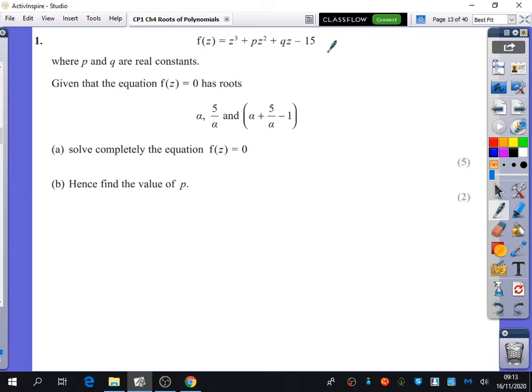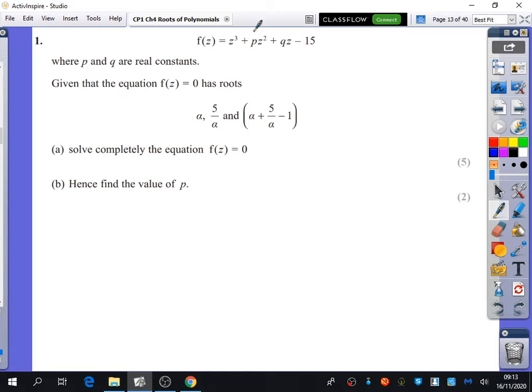If it's with x, usually they're real roots. They could be complex. But this is implying that I'm expecting there to be some complex roots at some points, which is just worth noticing. And it says that p and q are real constants, so they're not integers or anything necessarily. And it says, given that the equation has got these roots, we've got alpha, 5 over alpha, and then alpha plus 5 over alpha minus 1, solve completely the equation f of z equals 0.